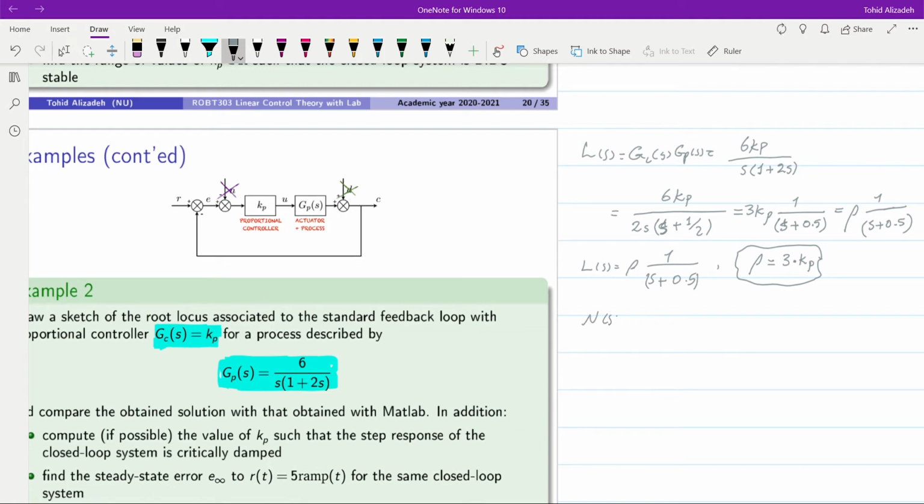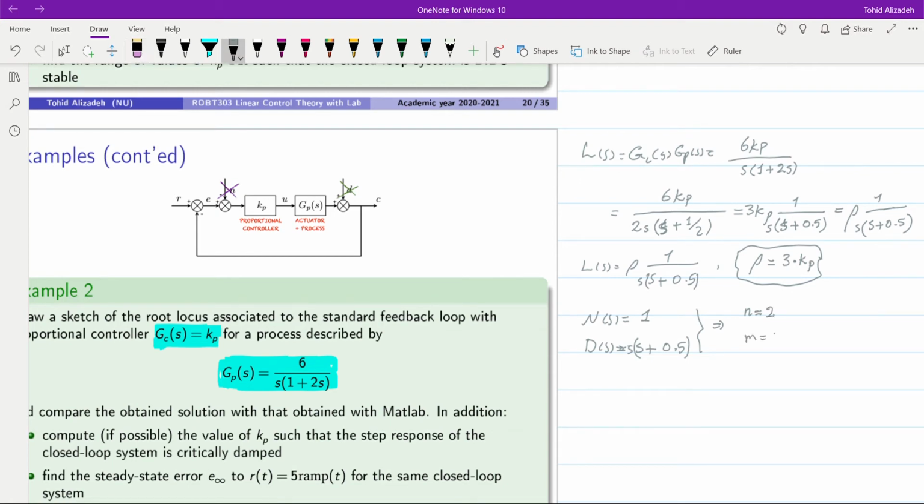N of S for this example is equal to 1, and D of S is equal to S plus 0.5. Therefore, I just missed S over here. So we have N of S equal to 1 and D of S equal to S times (S plus 0.5). And therefore, N will be equal to 2. Okay. So N is equal to 2.